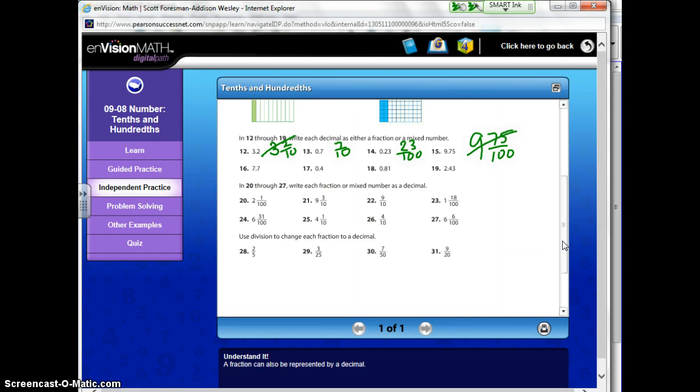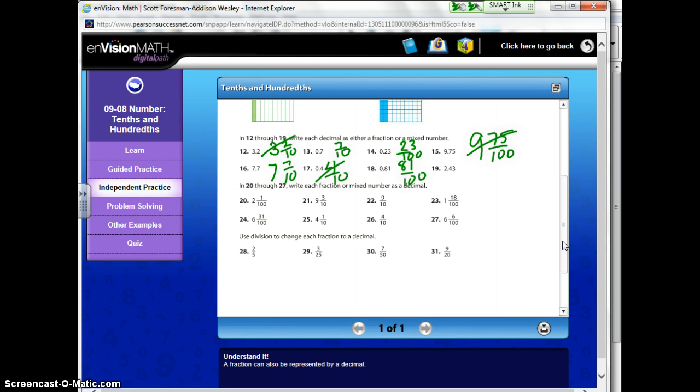Let's move on to number 16. 7.7. How would we write that? Aaron? 7 and 7/10. Good work. How about the next one? 2.4. America? 4/10. Is that in simplest form? No. Does anybody know what it is? 2/5. Good work. How about the next one? 0.81. Alan? 81 over 100. Is that in simplest form?